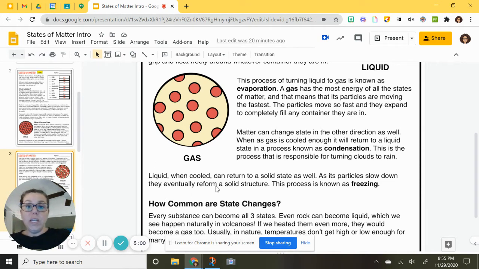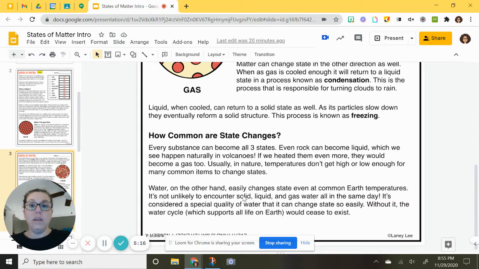Liquid, when cooled, can return to a solid state as well. As its particles slow down, they eventually reform a solid structure. This process is known as freezing. Okay, this all makes sense.